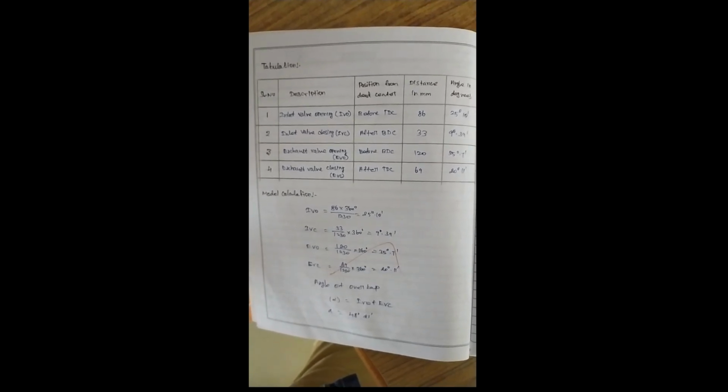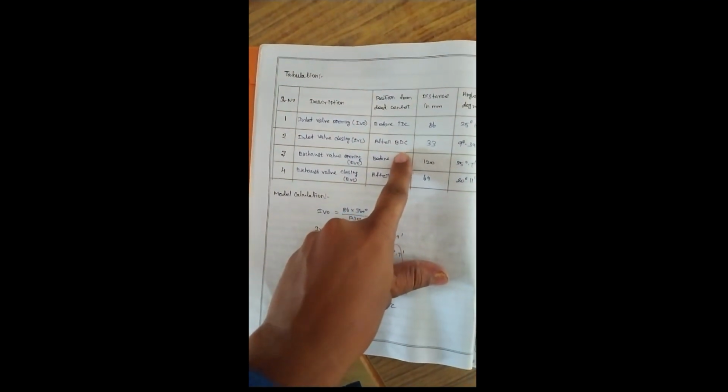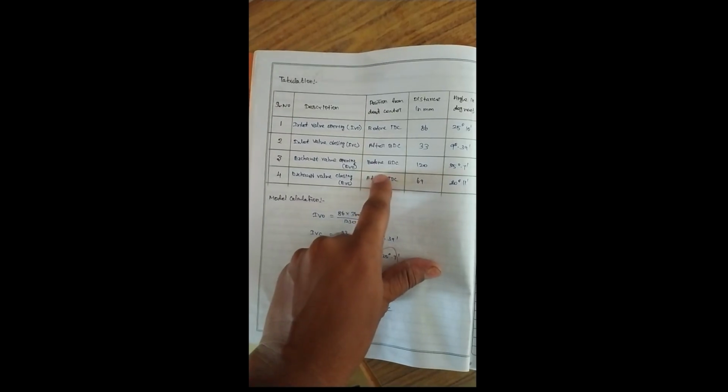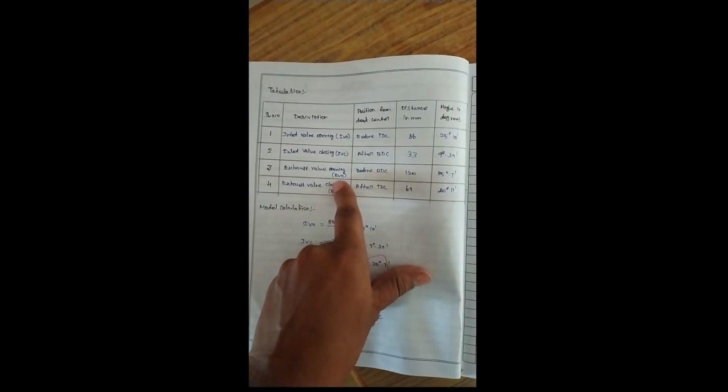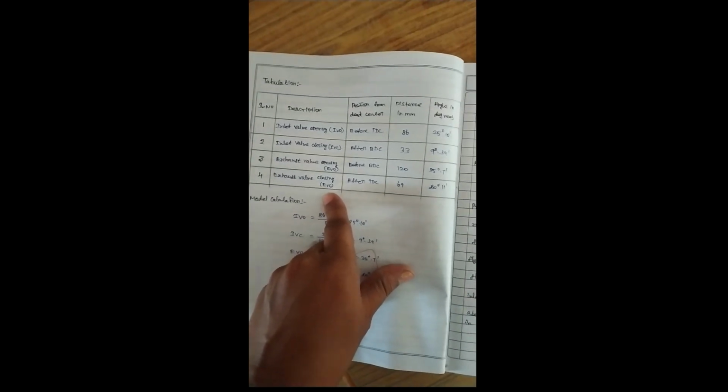So these are the positions from the dead center. Inlet valve opening is before top dead center. Next one, inlet valve closing is after BDC. Exhaust valve opening is before BDC. Exhaust valve closing is after TDC.